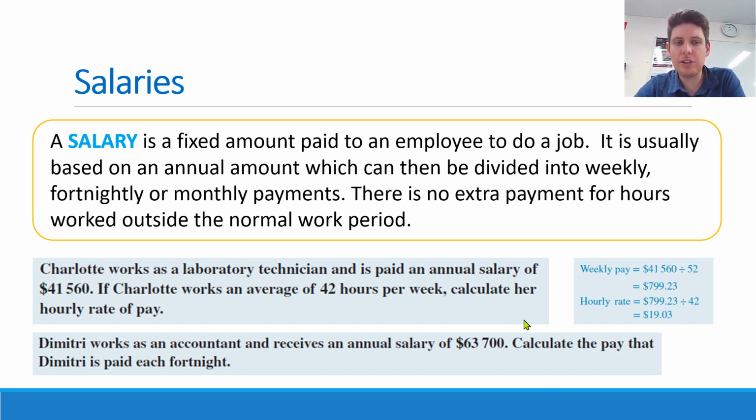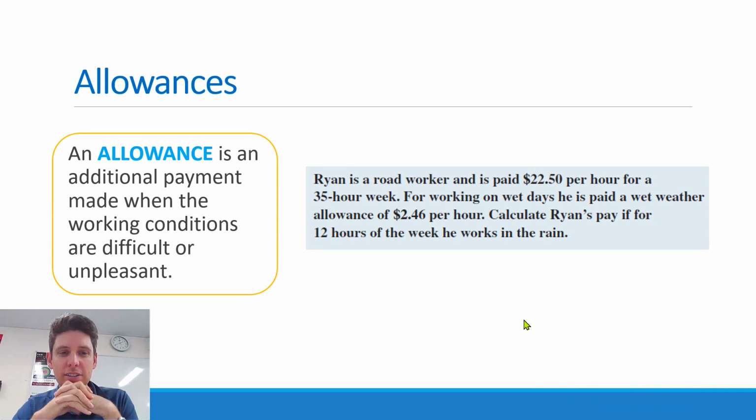Let's calculate Dimitri's pay in a fortnight. All right, trickier. How many fortnights in a year? It's 26. So we're going to be dividing the total amount by 26. And that's his fortnightly pay. Maybe not trickier, I lied. And that's salary.